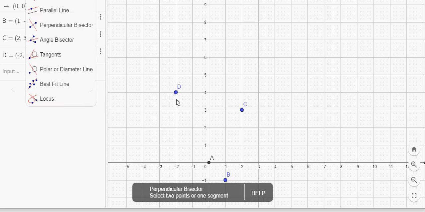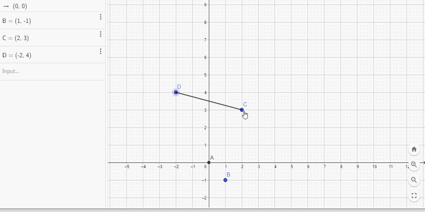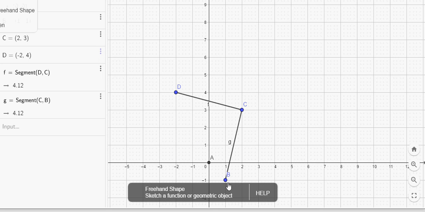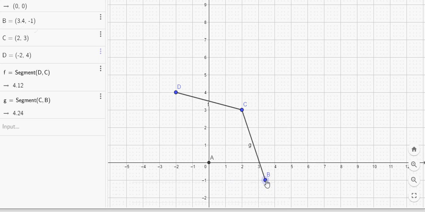Now, you say 2, 3. Which point am I missing? One of the points moved on me. 4, minus... Did you say 1, minus 1? Ah, that's what I got wrong there. Excuse me. No. I have 1, minus 1 for some reason. That should be 4, minus 1. Alright, makes sense now.